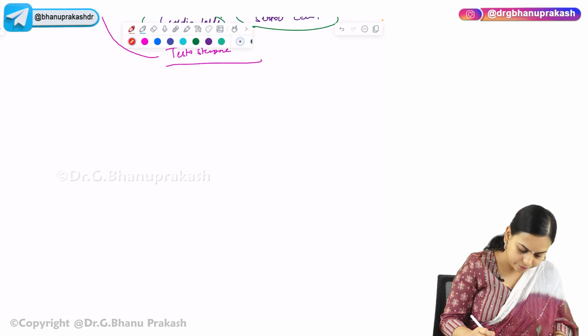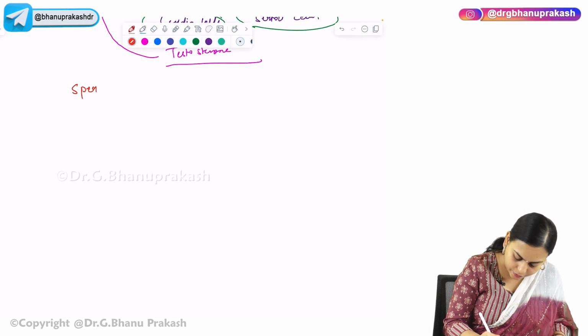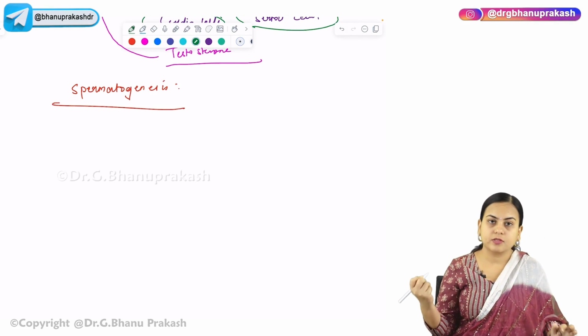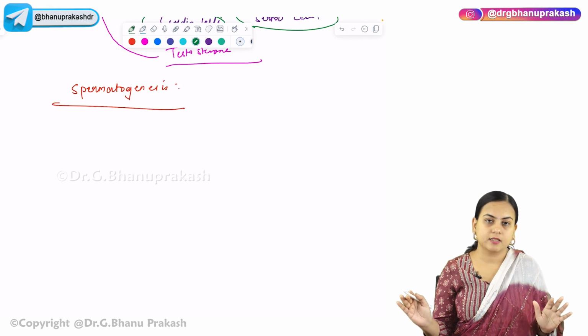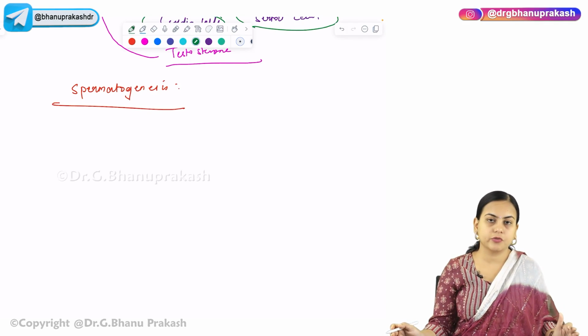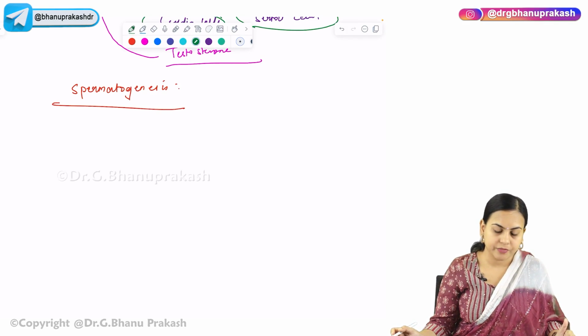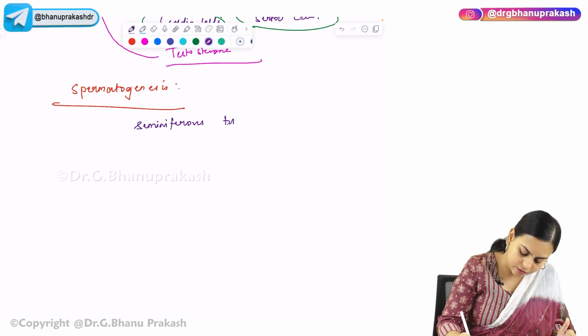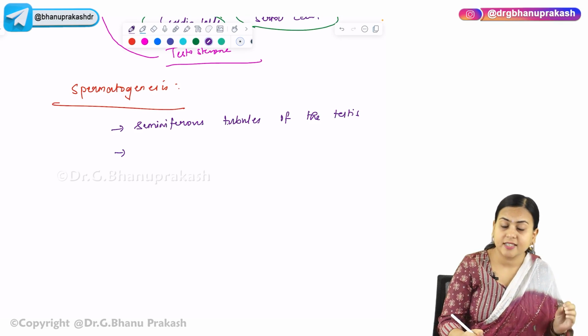And then let's speak about spermatogenesis here. Sperm development is spermatogenesis. Where is it going to take place? It is going to take place in the seminiferous tubules of the testes.